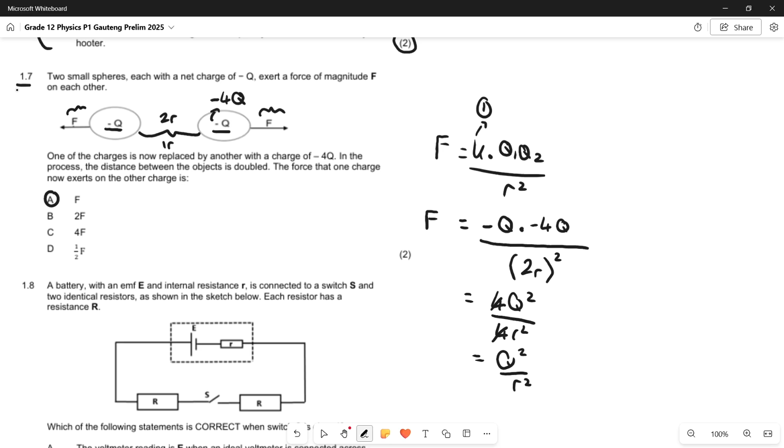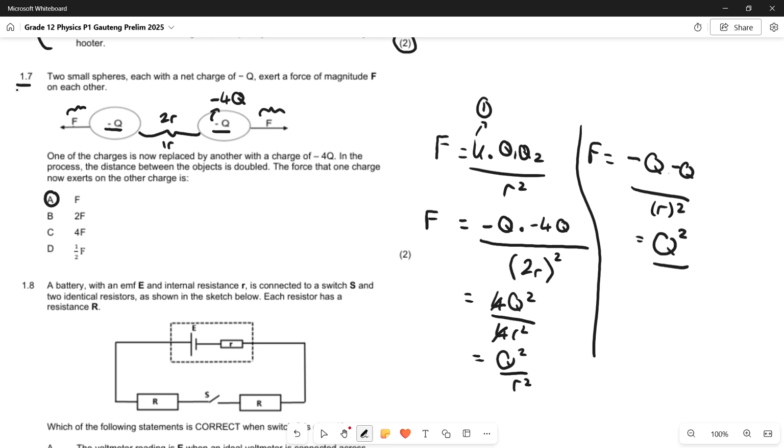And that is exactly the same as the original, because the original was negative q multiplied by negative q over r squared. And this represented f, as we established, or as they told us, which means negative times negative is positive, q times q becomes q squared, and then at the bottom r squared is also there, which means that f represented q squared over r squared.